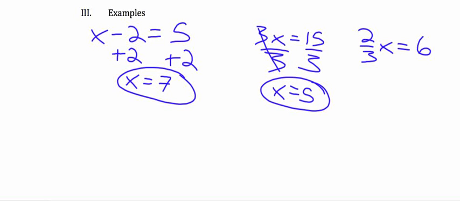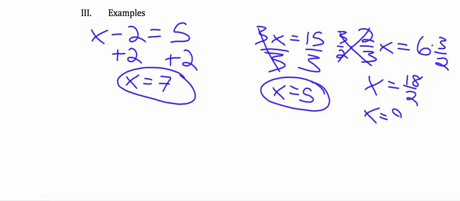Over here is the tricky one. We're doing 2/3 times x. If you keep in mind that we want to turn that into a 1x, what we want to do is we want to multiply by 3/2. Because that'll make this like a 6/6, which is the same as 1. So we get 18/2, or x equals 9. That one was definitely a tricky one.